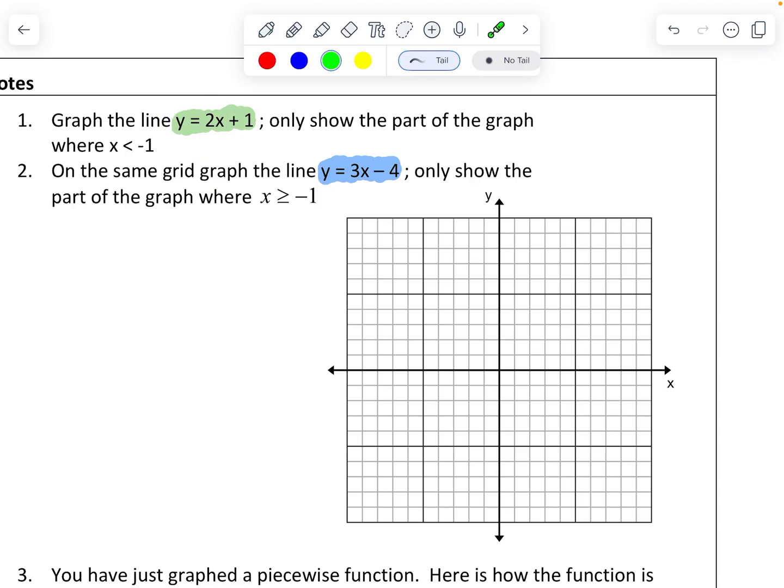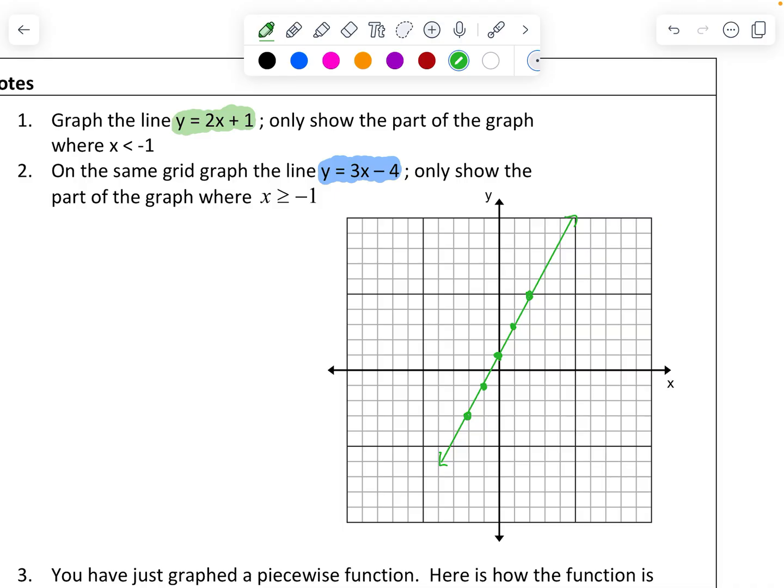So 2x plus 1, start with the y-intercept and use your slope of 2. So we have a y-intercept of 1 and a slope of 2. So up 2 over 1, up 2 over 1, or you can go down 2 and left 1, down 2 and left 1. And I'm just going to draw that entire line. Okay, and it's going on forever in both directions, but we're going to adjust that later.